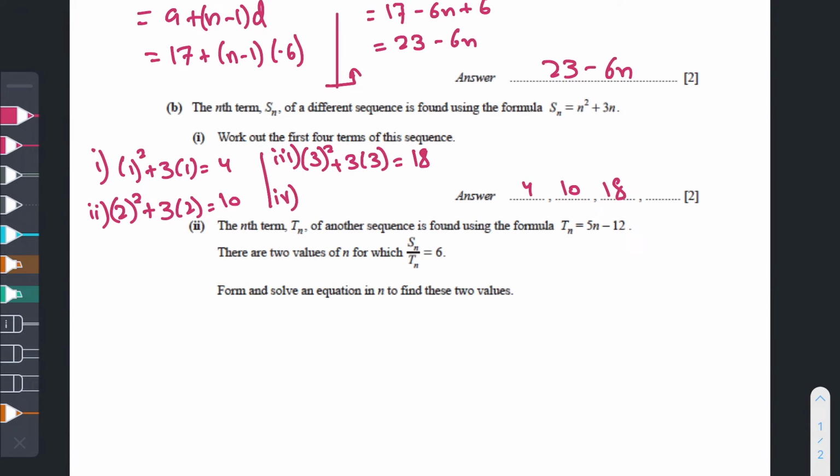And the fourth term is where you plug in 4, you square this, plus 3 times 4. 4 4s are 16, 3 4s are 12, you get 28. So the fourth term is going to be 28.